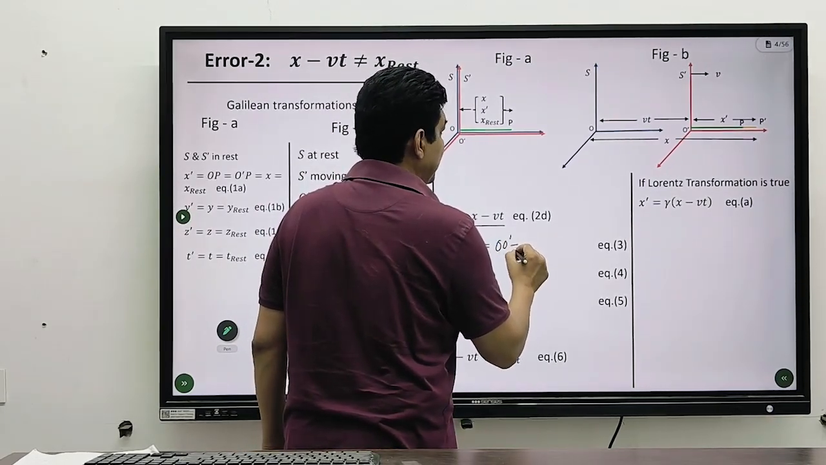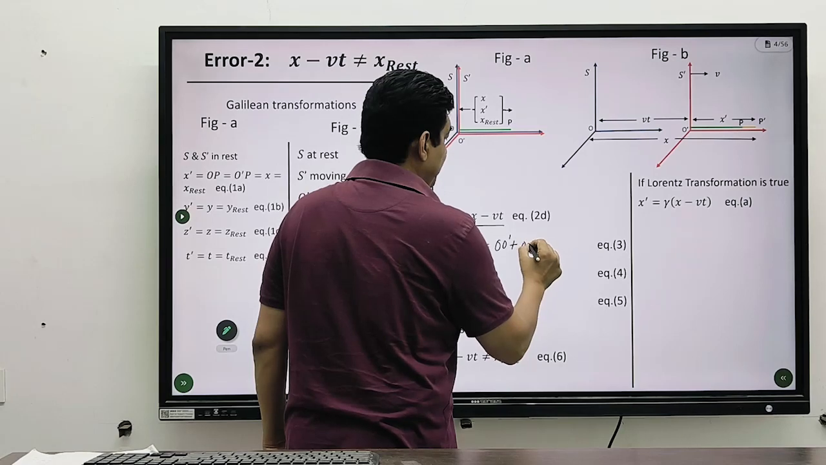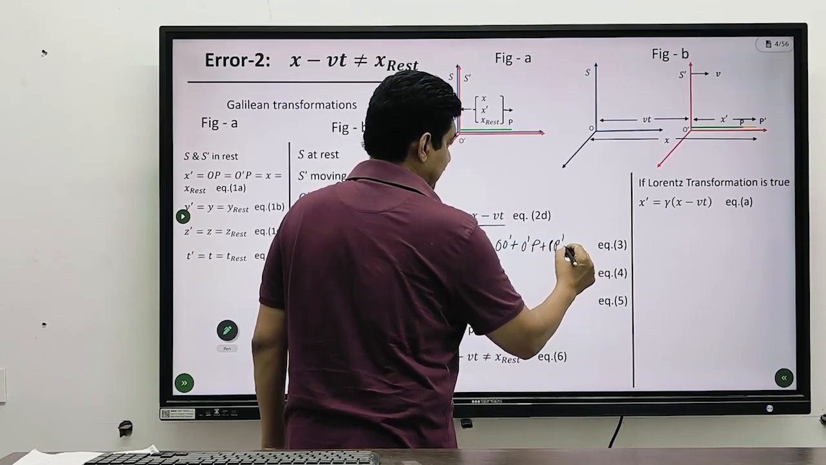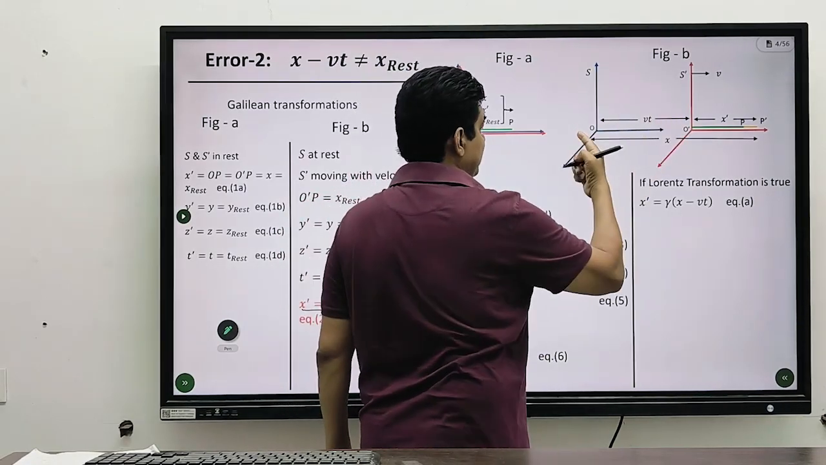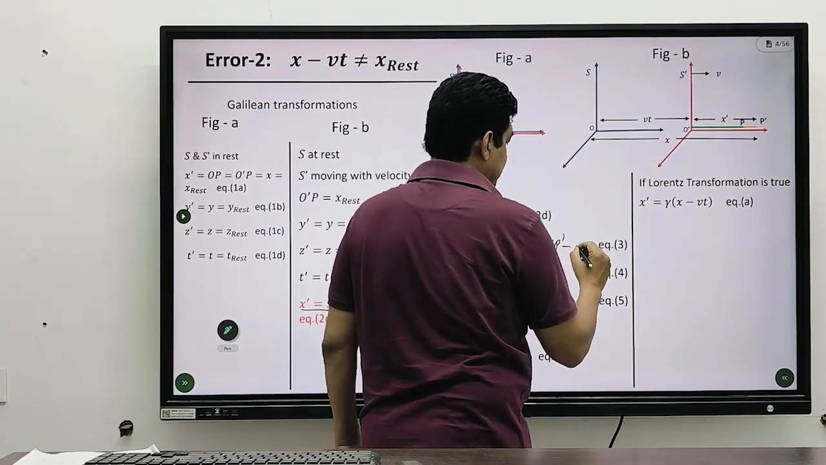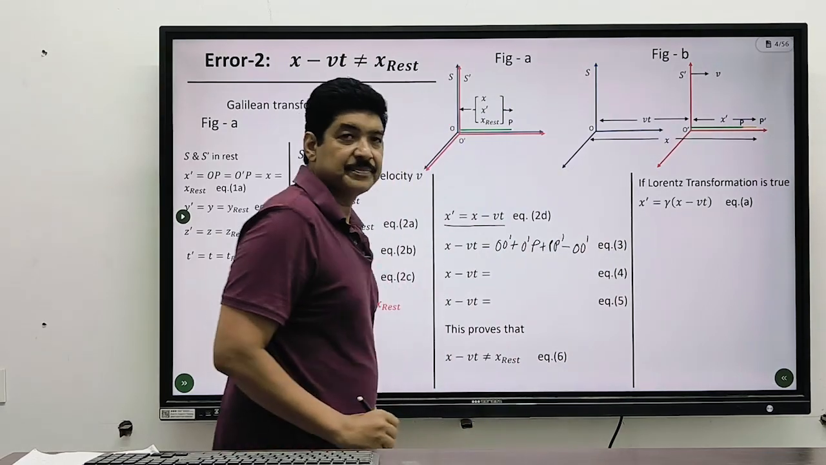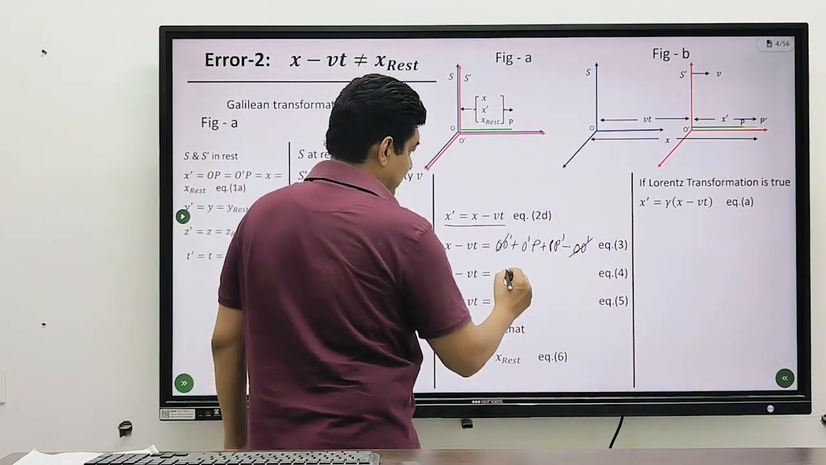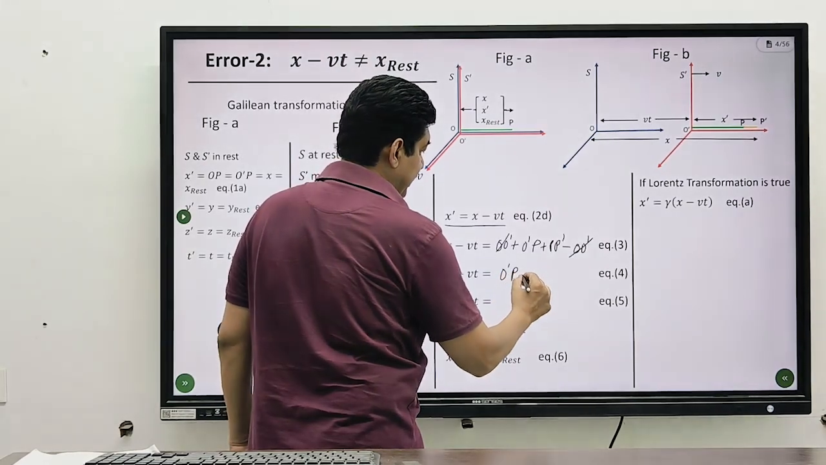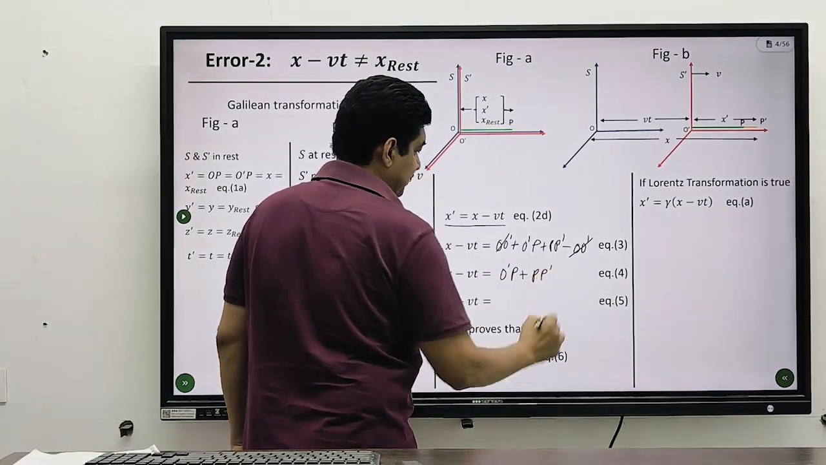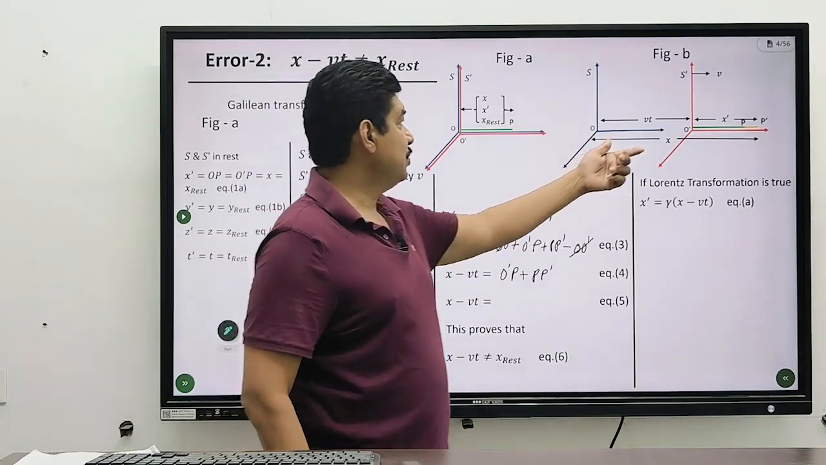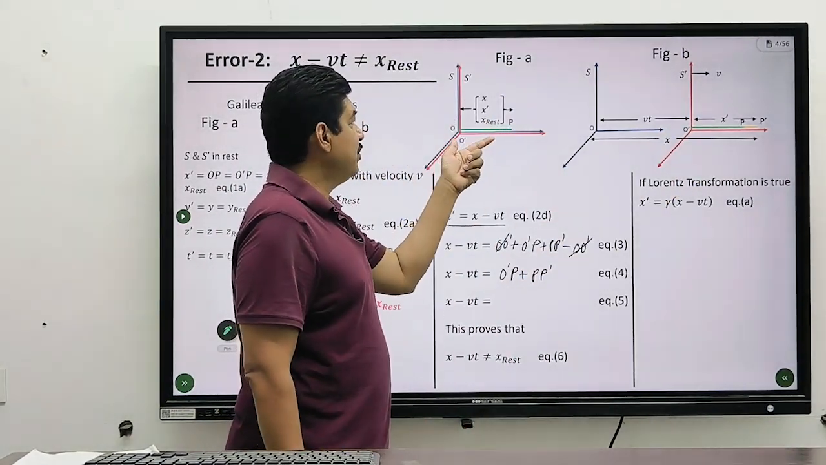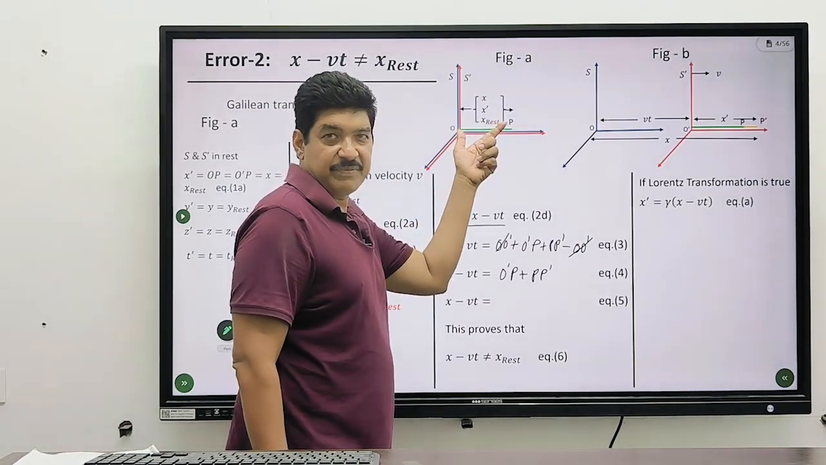So O prime plus O prime P plus P prime, and minus what is vt? Vt we already know, O prime. Right? Now we cancel out this. So what is left is O prime P plus P prime. Now you see O prime P. What is O prime P? Here it is equal to x rest or OP or O prime P in the stationary frame of reference.